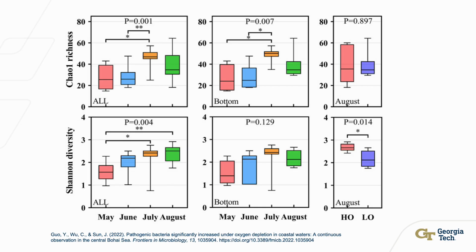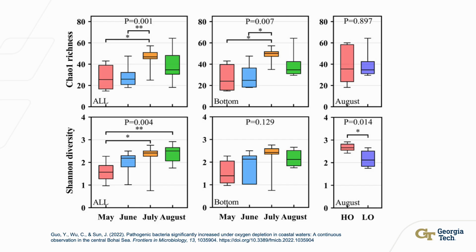So again, reminder, Shannon diversity is species richness and Chao1 is total richness. What this figure shows is that the Shannon index continually increased from May to August, while the Chao1 index followed an inverted U curve. The Chao1 index showed that richness was significantly higher in July than it was in May and June, with a decrease in August. For the samples found at the bottom of the water, the Shannon index increased from May to July, but decreased in August. And the Chao1 index also had lower values in August.